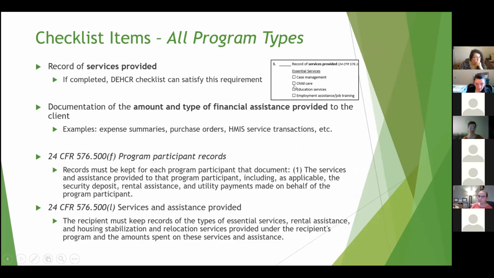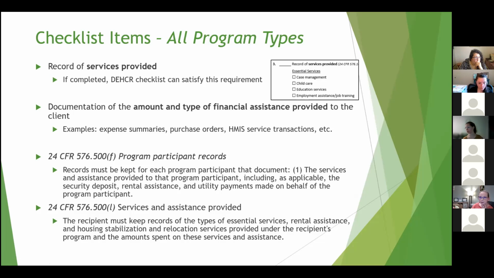Okay, I'll back up. On every checklist, it lists what services are eligible for that project type. For example, this looks like a snapshot from Rapid. Did you provide case management, childcare services, education services? Then you can just check it, and that's all you need to do, or just something similar to this.